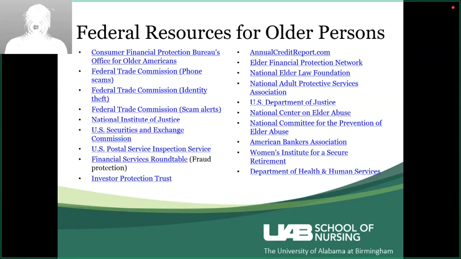And you can see that there are a lot of interested areas in the federal government, including post office, banks, consumer protections, Federal Trade Commission. Lots of good things out there to help community address the elder abuse problem.